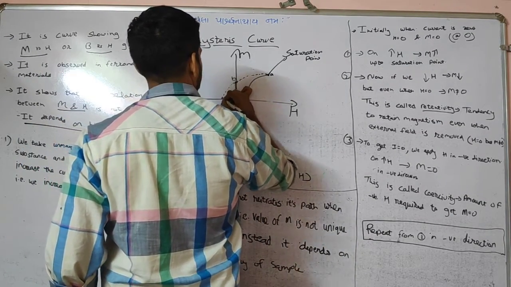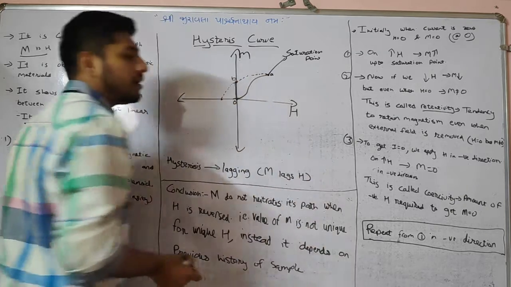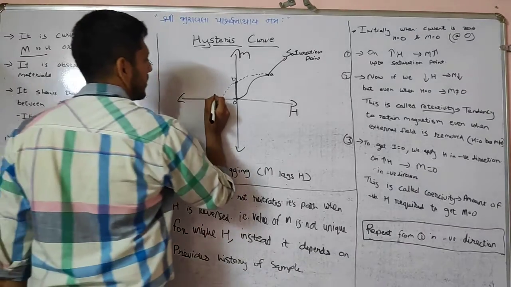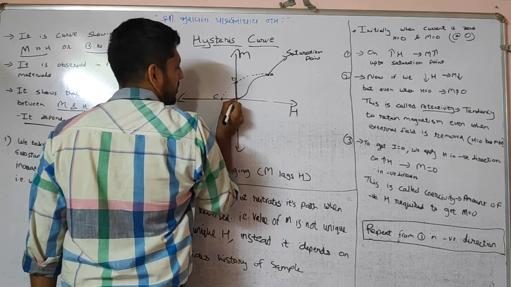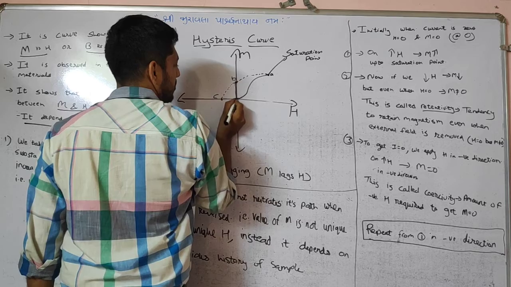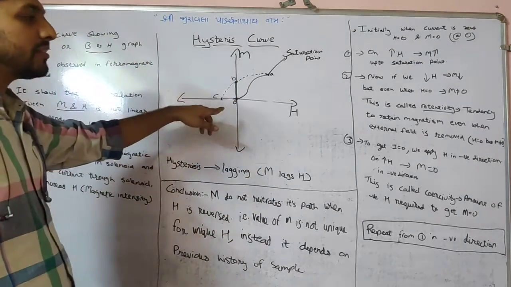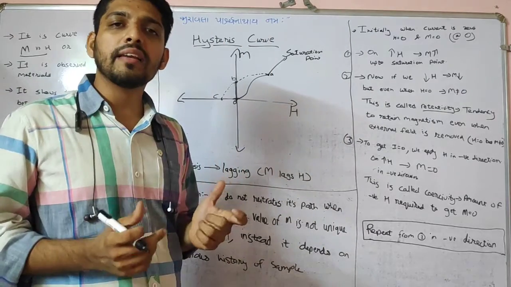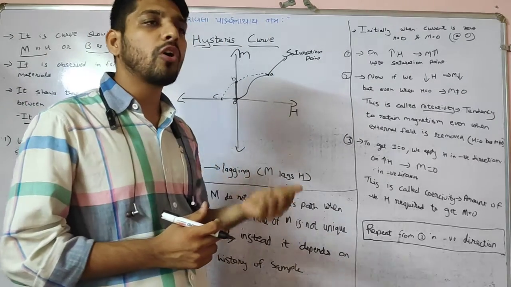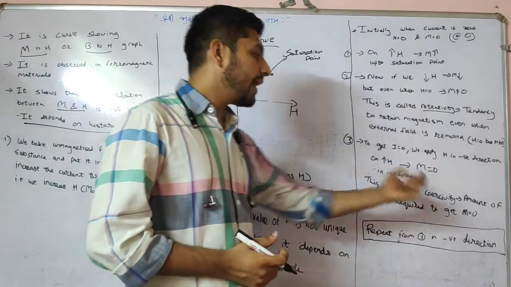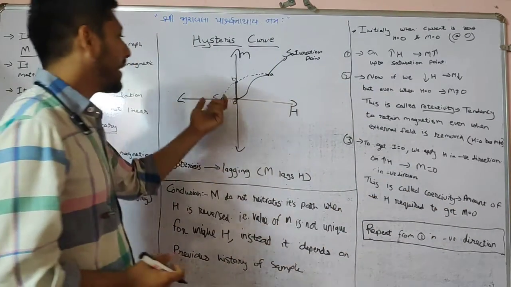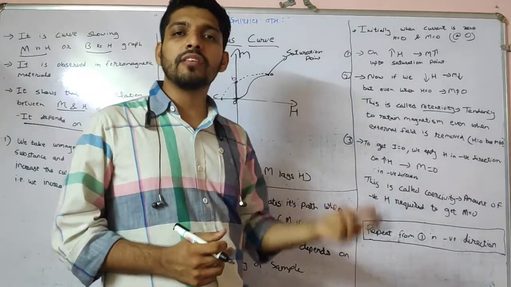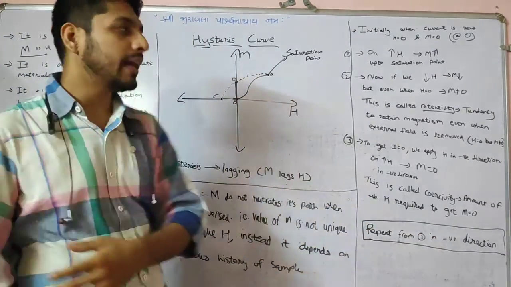Due to this, at some point of time, the magnetic field inside the material will become 0. Let us name this as C. This is point C, and this distance is known as coercivity. Coercivity means the amount of negative magnetic field required, or the negative H required, to get M equal to 0, that is, the internal magnetic field. To make the internal magnetic field 0, we need to apply the current in the opposite direction.